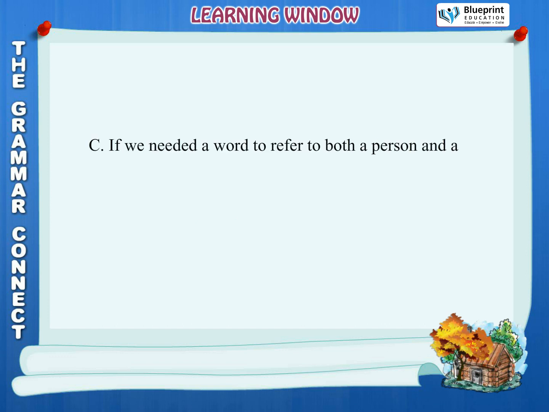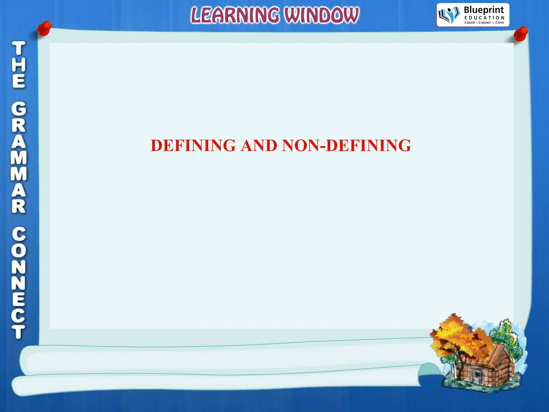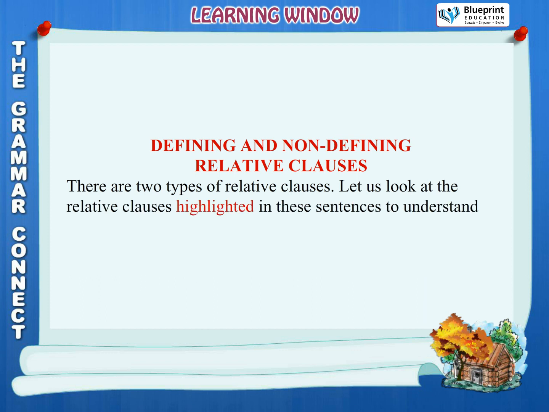C. If we needed a word to refer to both a person and a thing, we would use that. Example: Both the lady and her vintage car that was shown in the picture belonged to the 70s. Defining and non-defining relative clauses. There are two types of relative clauses. Let us look at the relative clauses highlighted in these sentences to understand the two types.